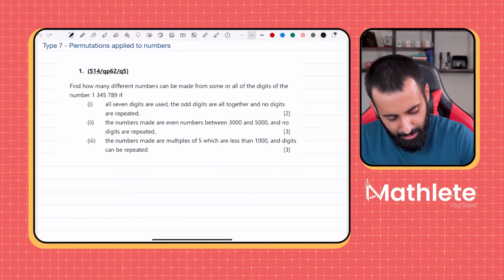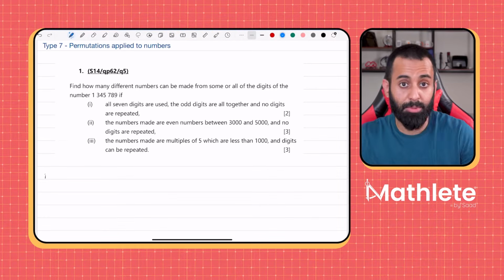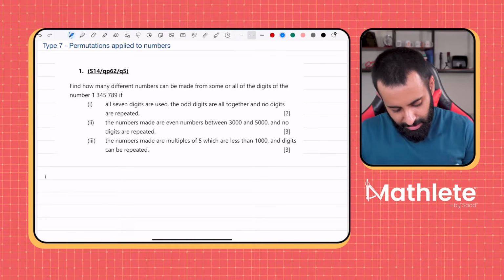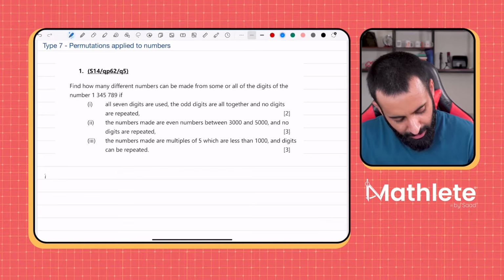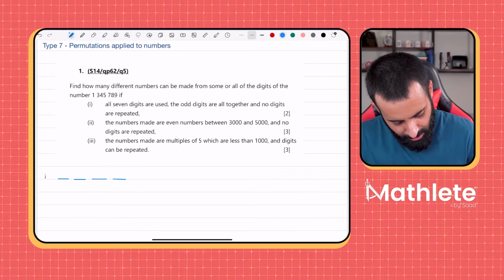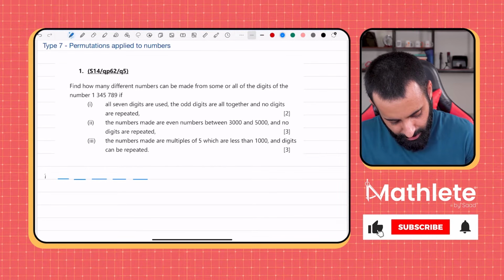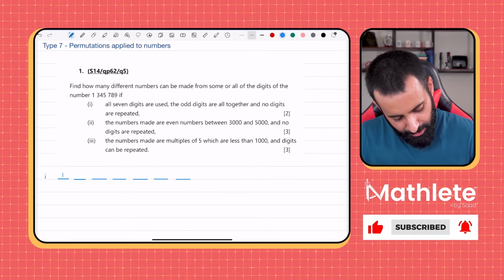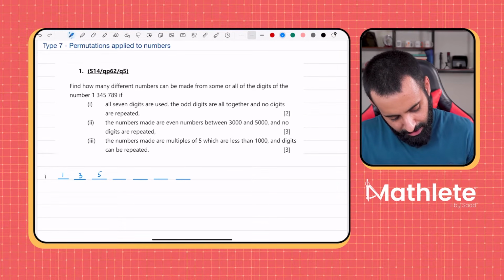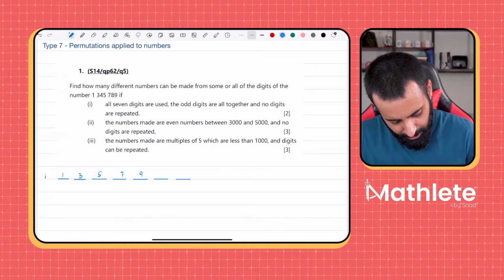Okay, so how many numbers are we dealing with? We're dealing with 7 numbers, and in this case, we have to use all 7 of them. But the condition is that all the odd digits, which are 1, 3, 5, 7, and 9, are supposed to be together. So let's start by making 7 blanks. 1, 2, 3, 4, 5, 6, 7. Okay. So let's put the odd digits that are supposed to be together in any order. Okay, let's put them in a box.